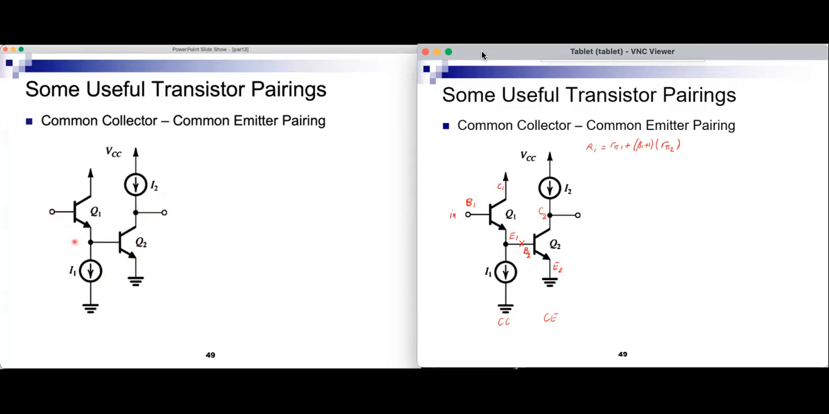What about bandwidth? Actually, this amplifier has a big advantage over common emitter in bandwidth. In the common emitter amplifier, the capacitor that created the problem for bandwidth was this capacitor, C mu 2, this capacitor.